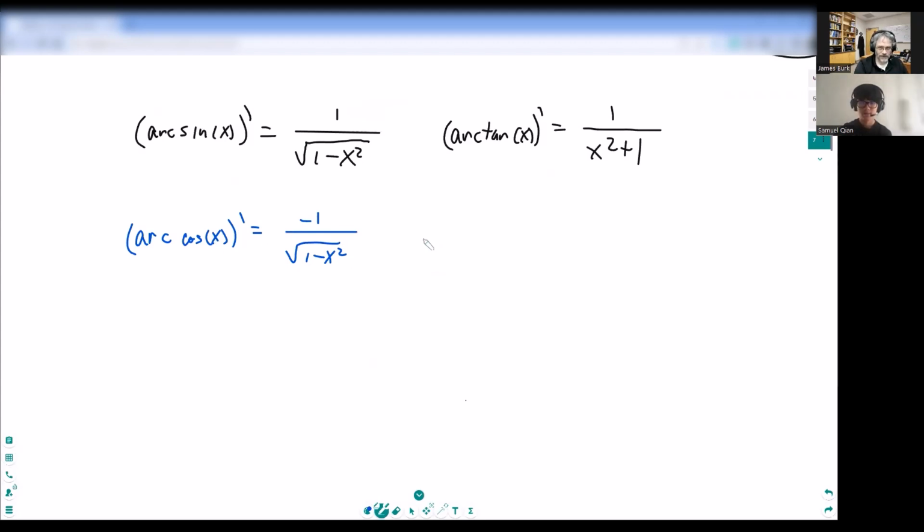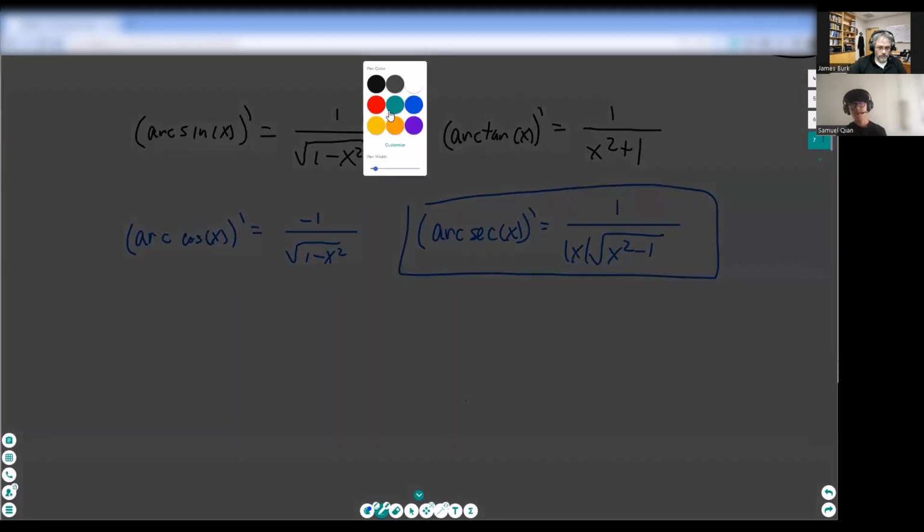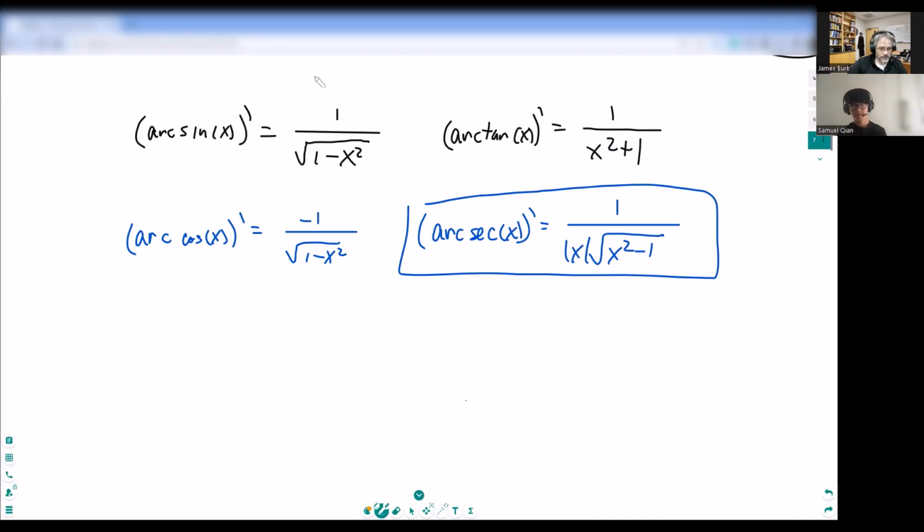The other one that kind of pops up every so often, that you might want to know for an exam, is your arc secant, its derivative. Oh, and this one gets a little bit more interesting. That's what it is right there. Okay. But the main two, the big two that you're going to see on a regular basis are these two up here.